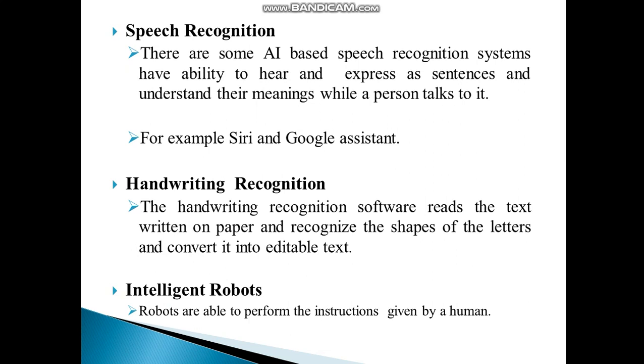Speech recognition: there are some AI-based speech recognition systems that have the ability to hear and express a sentence and understand its meaning while a person talks to it, for example Siri and Google Assistant. Next one is handwriting recognition. The handwriting recognition software reads the text written on paper, recognizes the shapes of the letters, and converts it into editable text. Intelligent robots are able to perform the instructions given by humans.